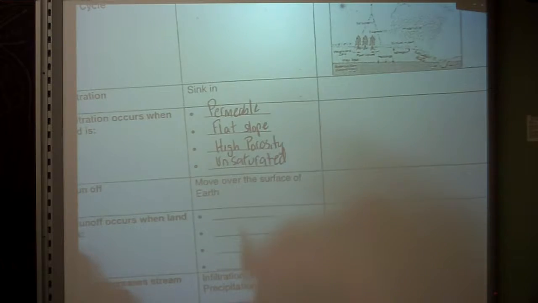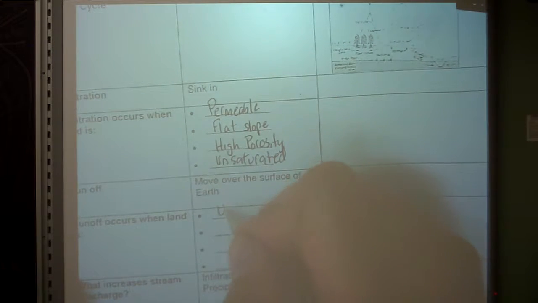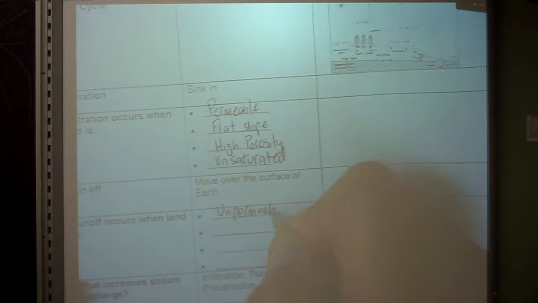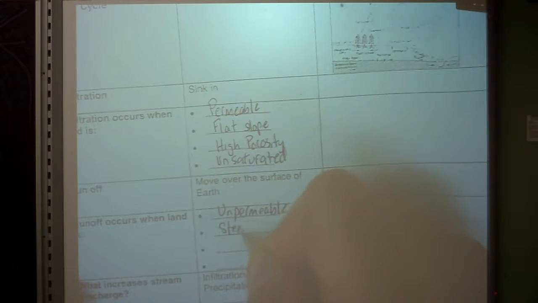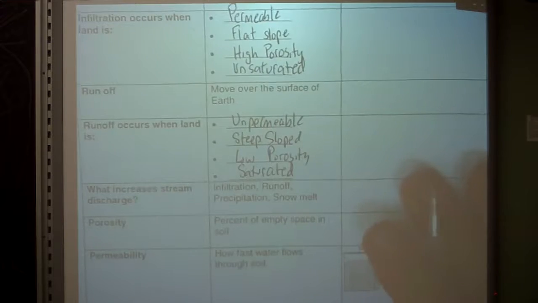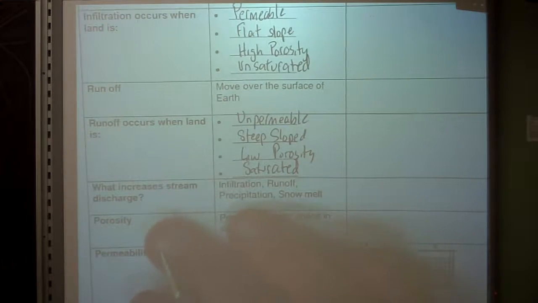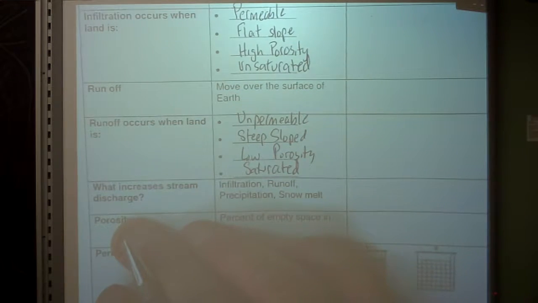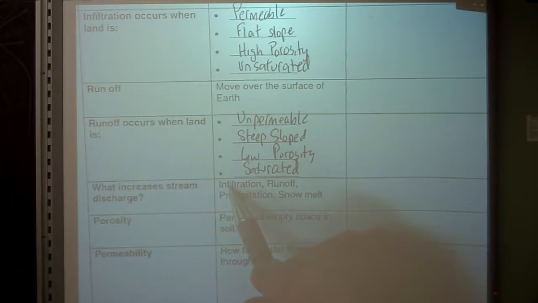Runoff occurs when the land is unpermeable, is steep sloped, has a low porosity, and is saturated. What increases stream discharge? What increases it? More stuff in the streams? Well, this is weird. Infiltration could. I guess if you had more water going into the ground, you might fill up the ground with water, but it's really more rain, more runoff, more melt will give you more discharge.